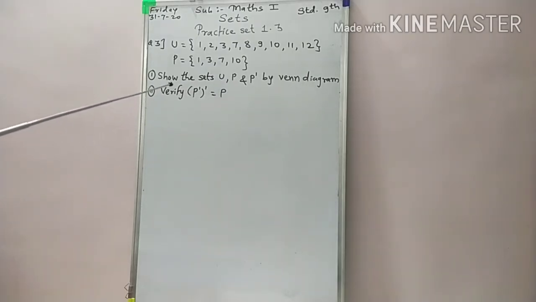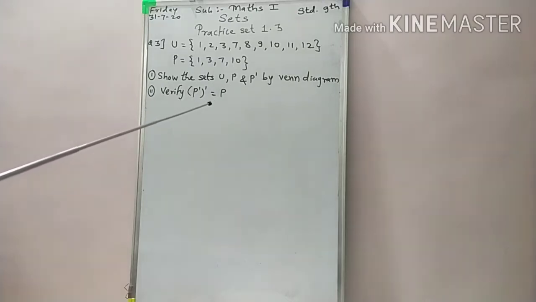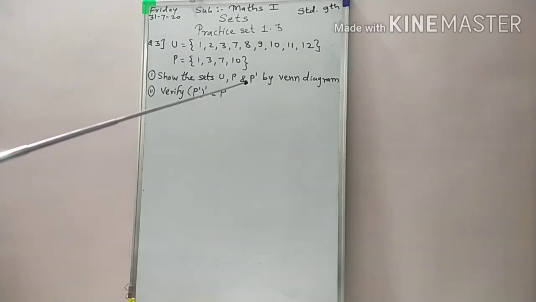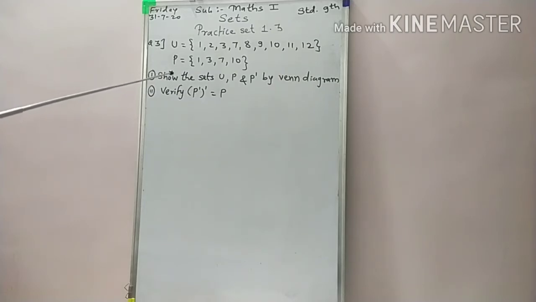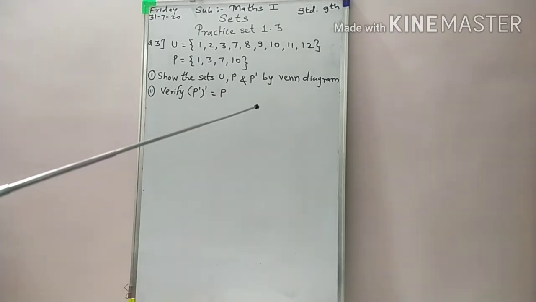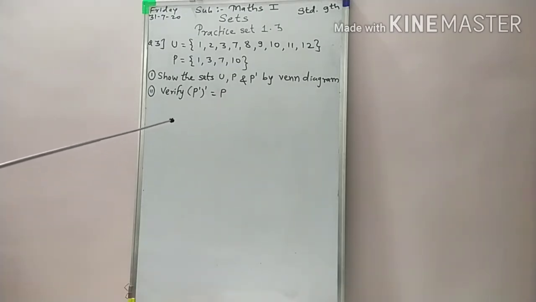And the second one: verify that complement of complement P, P dash of dash, is equal to what? P. Now according to the first question, we have to represent U, P and P dash by Venn diagram. We have U and P here, but P dash, the complement of P, is not here. So first we have to identify the elements of the complement of P.